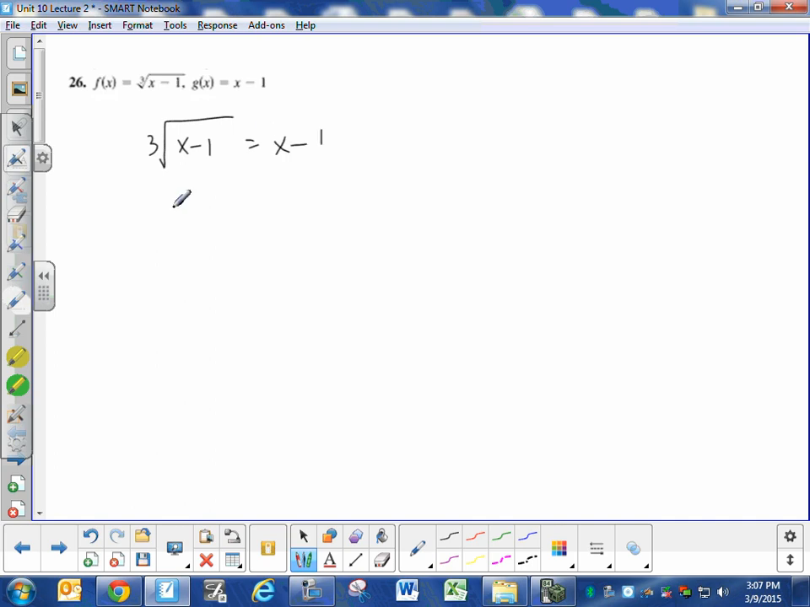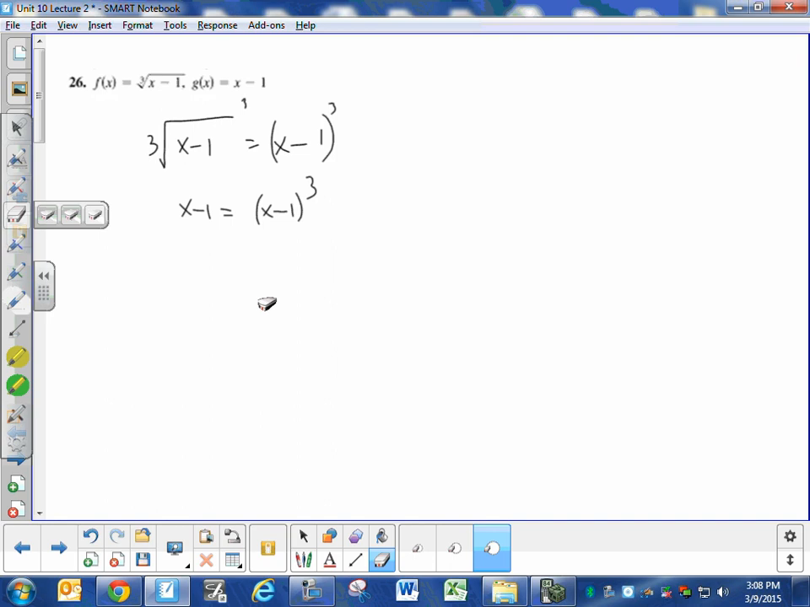Well, it's actually not easy to figure out what x is in this case. I could try to cube both sides. And sure, that would give me x minus 1 is equal to x minus 1 cubed. But to solve for x, I would have to cube this, subtract x, factor it. It would be a little bit more difficult than it necessarily has to be. So instead, I'm just going to try to figure out the values that work here.